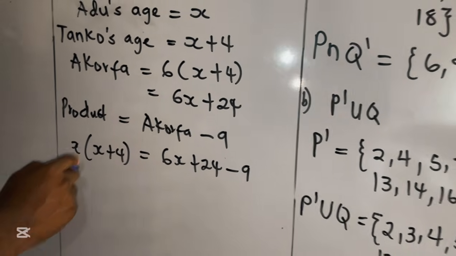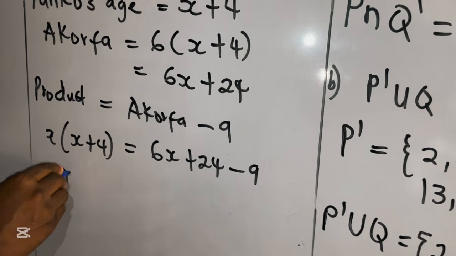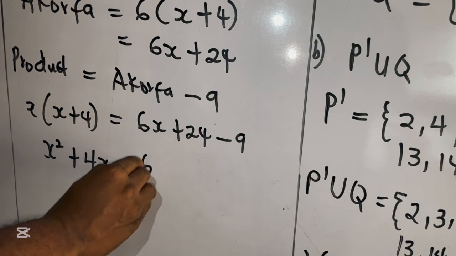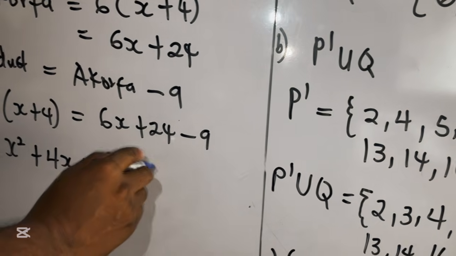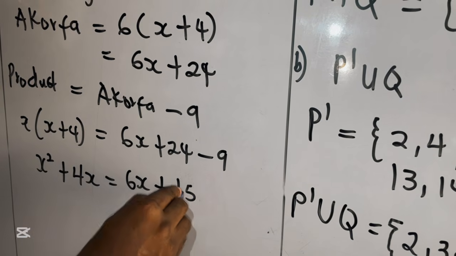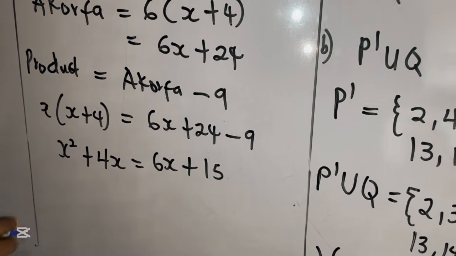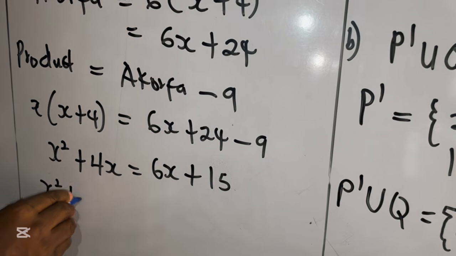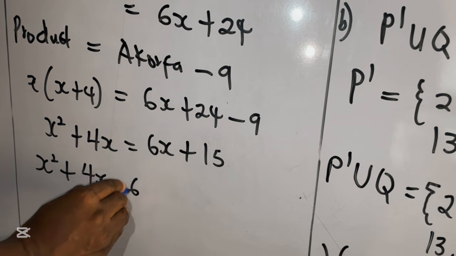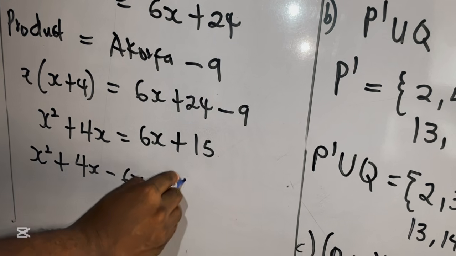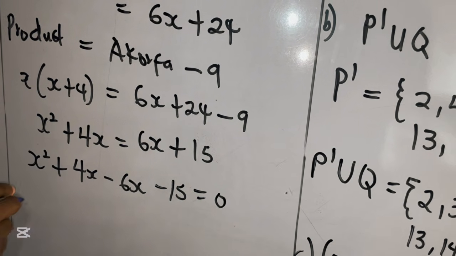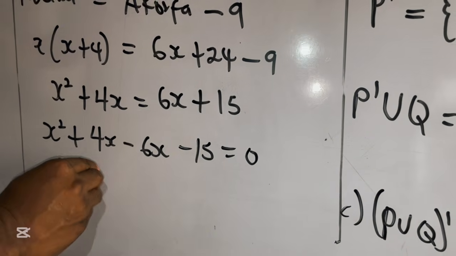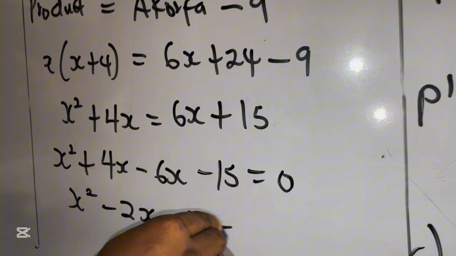Okay, so in this case now we have X times X is X squared, X times 4 is 4X, we have 6X, so we have 24 minus 9 will give us 15. So in this case now let's collect like terms, or we can turn this to a quadratic equation. So we have X squared plus 4X minus 6X minus 15 equals 0. So I will have X squared, 4 minus 6 will give me minus 2X, minus 15 is equal to 0.